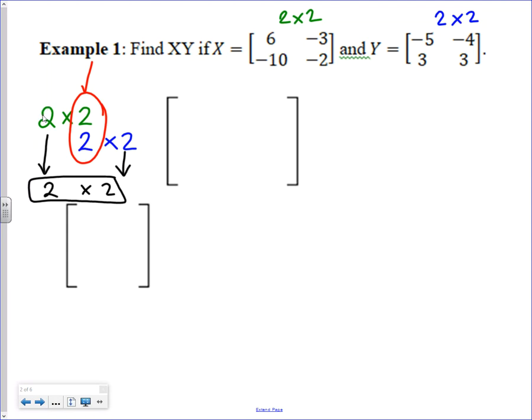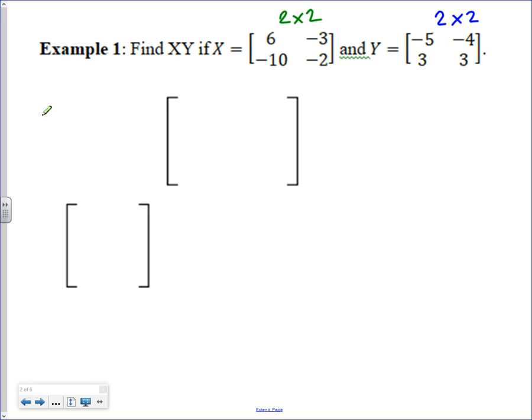Alright, so let me show you the process that I want you to use. What you're going to do is take the first matrix that you're multiplying by first, because the order does matter. With regular numbers, 2 times 5 is the same as 5 times 2, but it's not true with matrices. Matrices don't follow the commutative property. So you're going to put your first one down here, and then I want you to write the second one diagonal from it. So up here, -5, -4, 3, and 3.